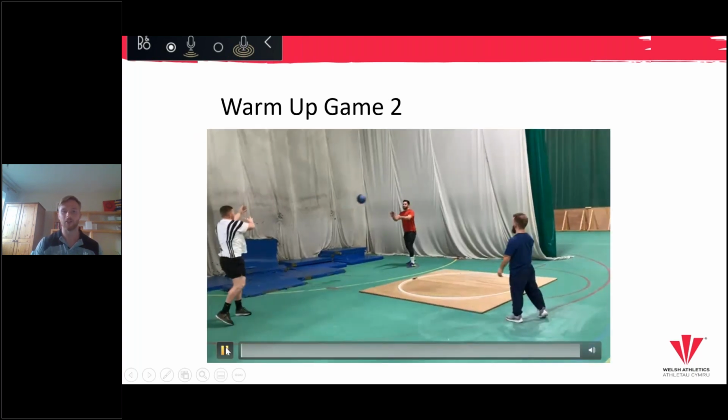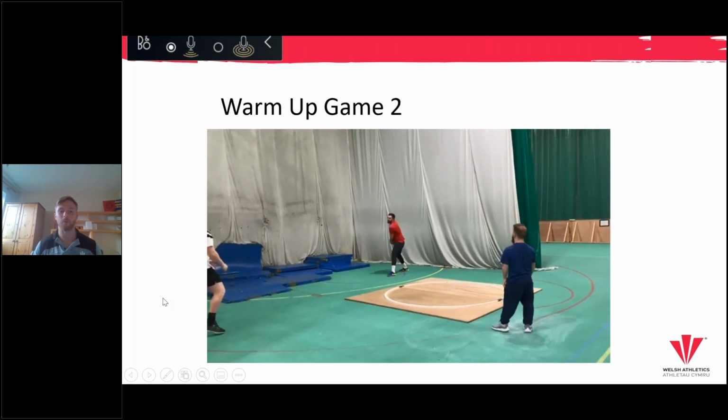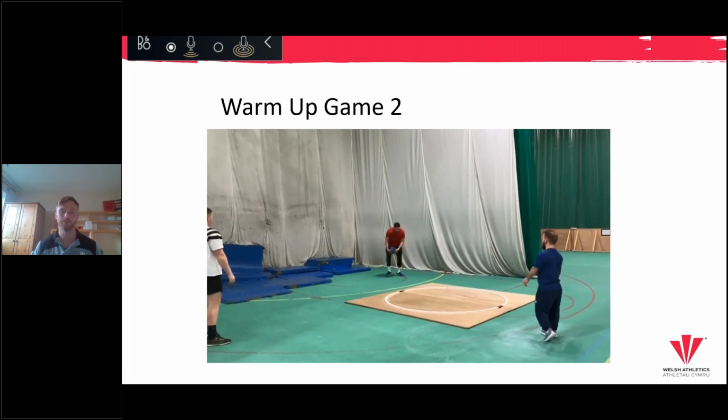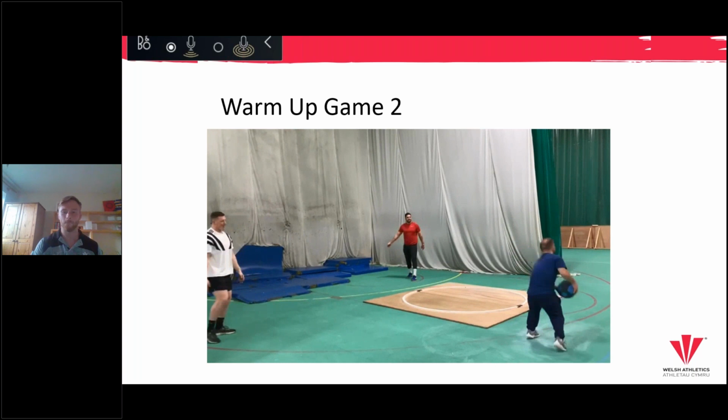Warm-up game two. This is a little bit more of a rotational emphasis now. They're being instructed to throw it a bit more like a rugby ball.